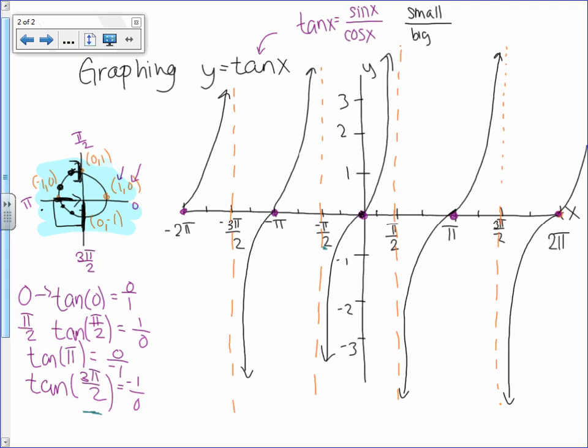So this is the graph of y equals tangent x. You need to know that this is what it looks like. The big ends are that you need to know where the asymptotes are, which if you do these quick calculations using the unit circle should be pretty obvious.